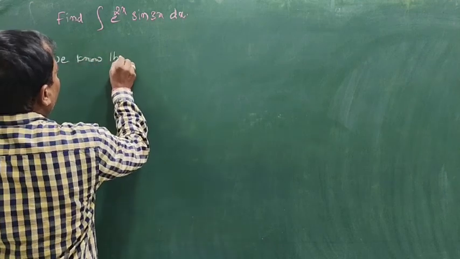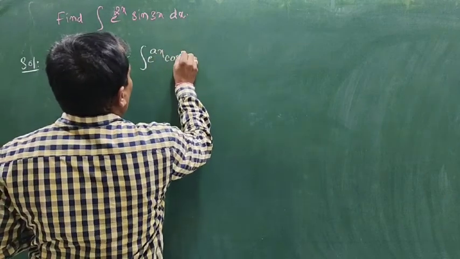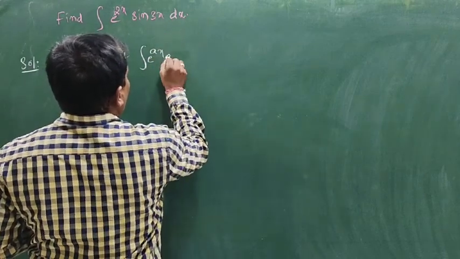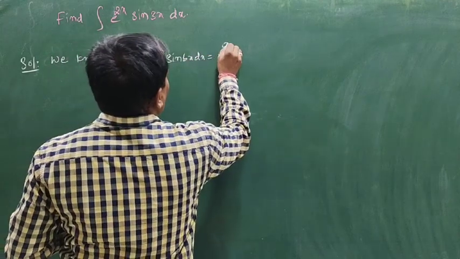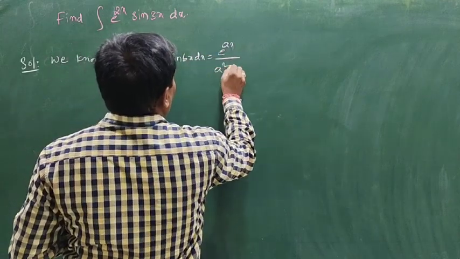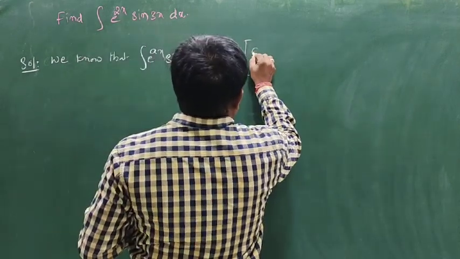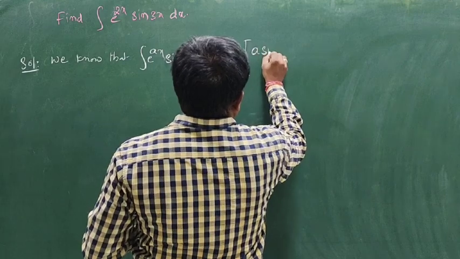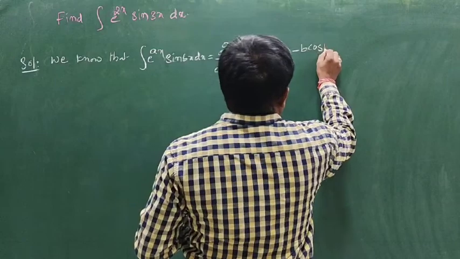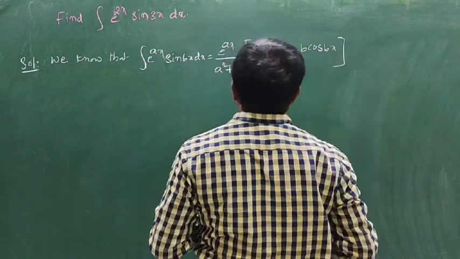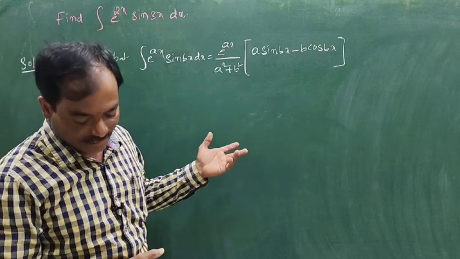We know that the integral of e to the power ax sin bx dx is equal to e to the power ax by a square plus b square, times a sin bx minus b cos bx. So by using this formula we have to find the given integral value.